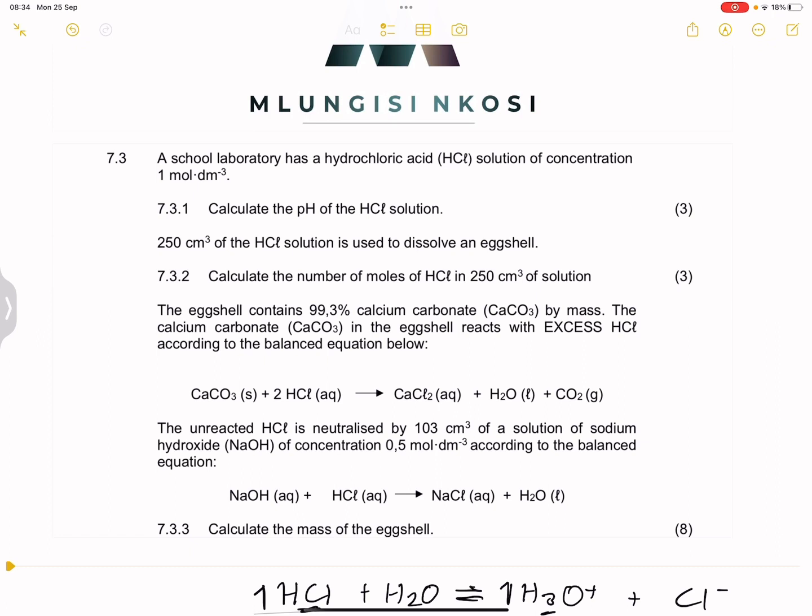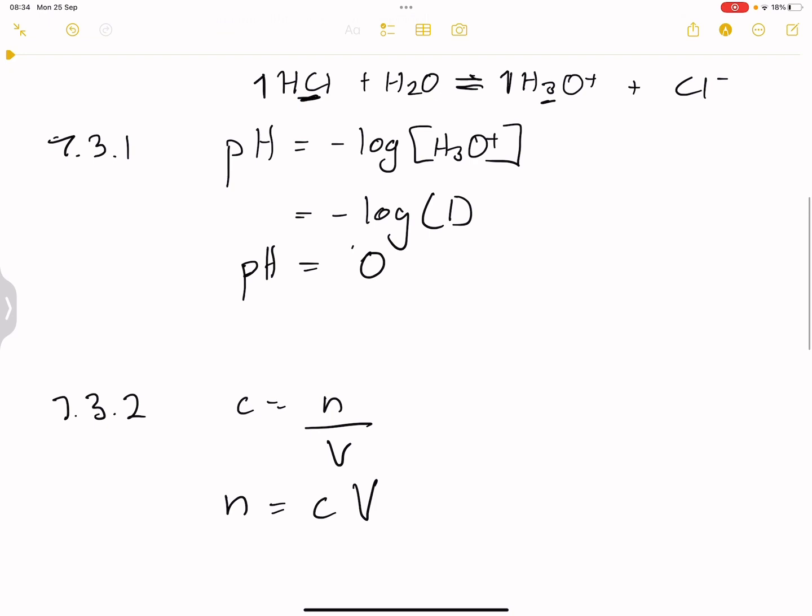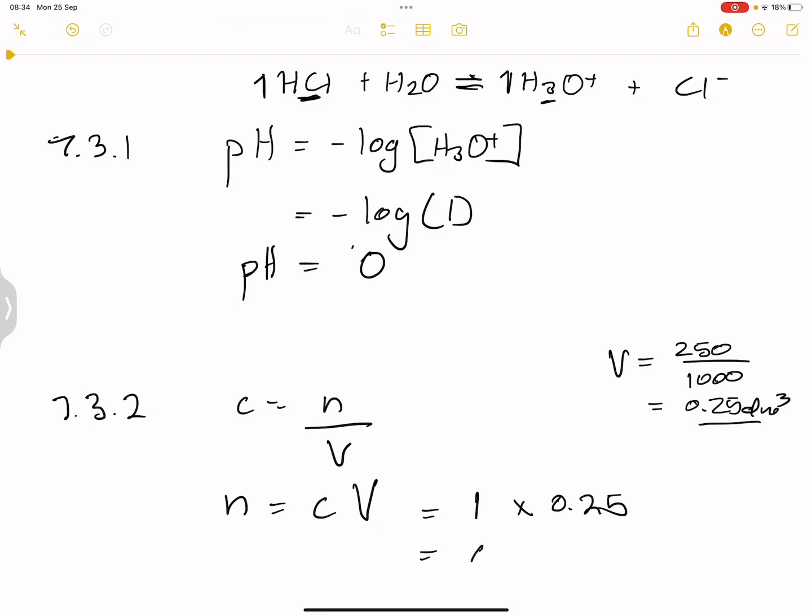Secondly, they say to us, calculate the number of moles of hydrochloric acid in 250 cubic centimeters of solution. So for 7.3.2, we want the number of moles. We know concentration is number of moles over volume, so number of moles is concentration times volume. Our concentration is 1 mole per cubic decimeter. Our volume is 250 cubic centimeters, but we need to convert it to cubic decimeters, so we divide by 1,000. That's 250 over 1,000, which gives us 0.25. So the number of moles of hydrochloric acid initially will be 0.25 moles.